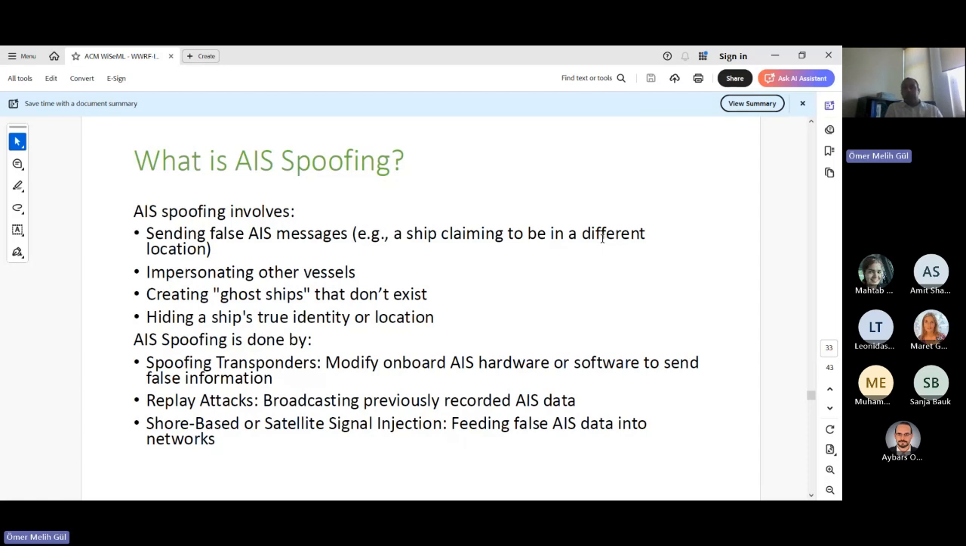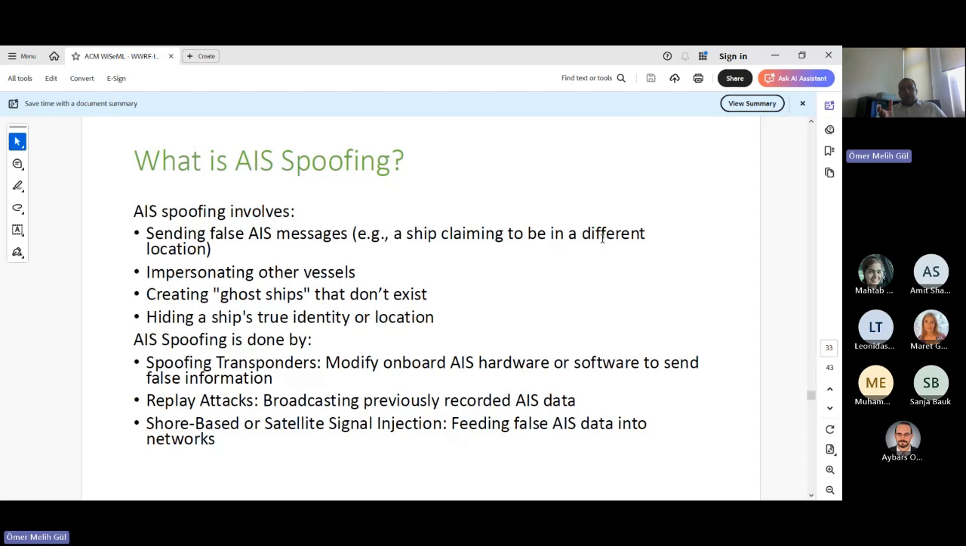You try to make some operation, or you want to cause some problem, but instead of taking the responsibility, you try to imitate some other guy. So impersonating other vessels and creating ghost ships that don't exist. This may also cause that.